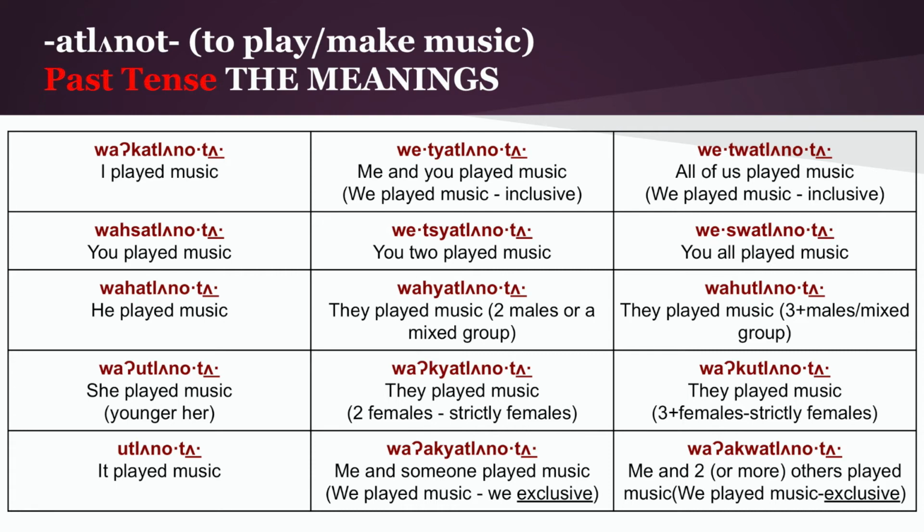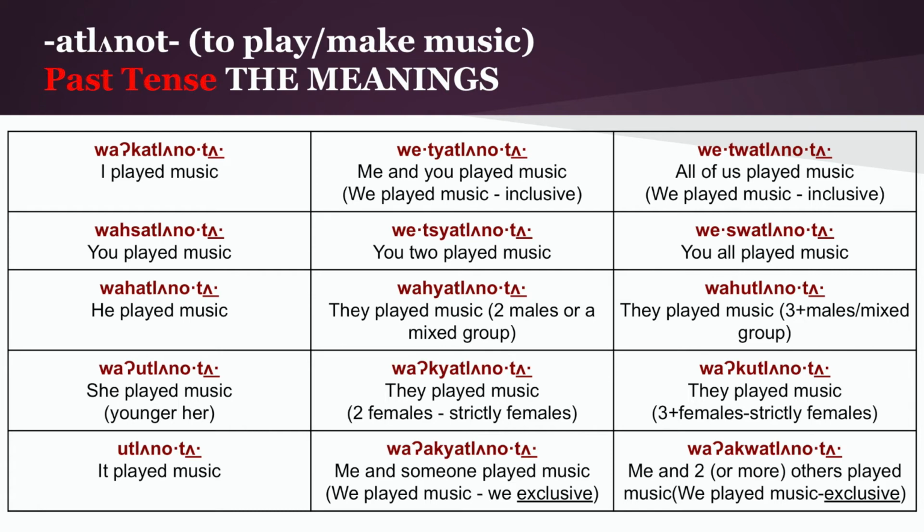Wa sudlanod, you played music. Wa hudlanod, he played music. Wa undlanod, she played music, like a younger female. Undlanod, it played music, or it can mean an older she played music as well. Depends on the context. Wadiadlanod, me and you played music, or we played music. It's inclusive and it only means two people, me and you.